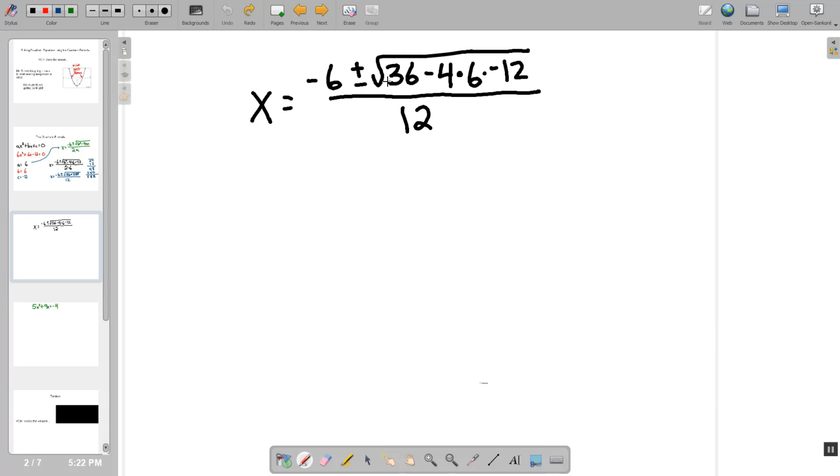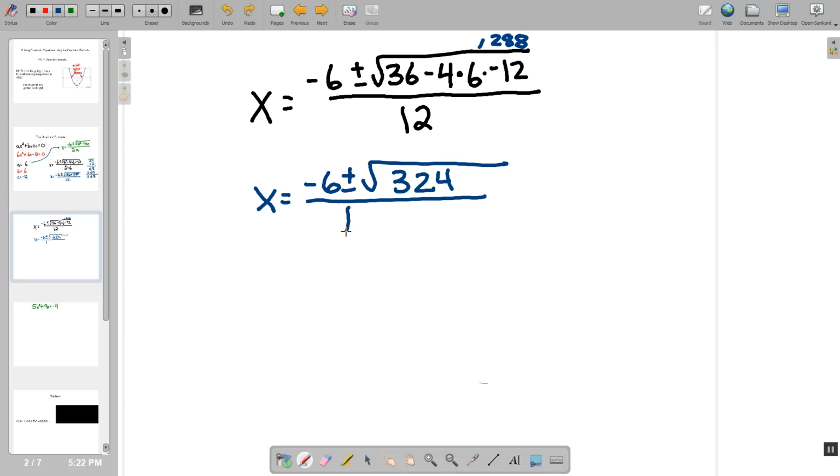Now, before we knew that this here is equal to 288, so I'm going to get x is equal to negative 6 plus or minus the square root of 36 plus 288, which is 324, and all of this is over 12. Okay? But the square root of 324 is 18. It is a rational number. And we are ready to do the last step.